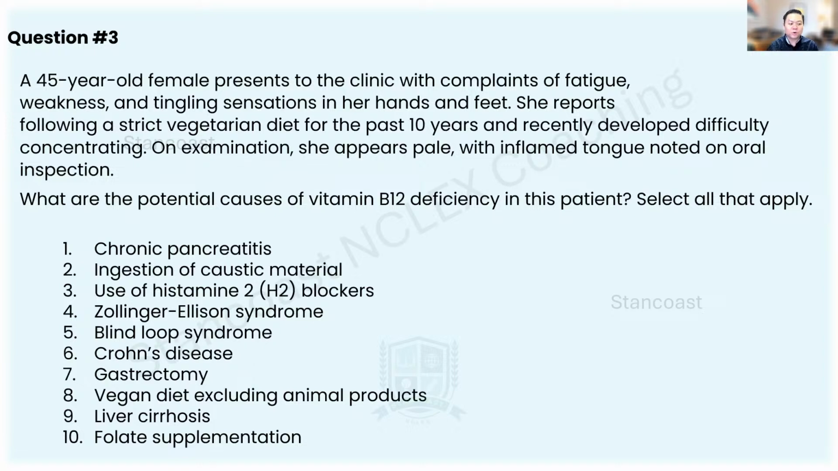1, chronic pancreatitis. 2, ingestion of caustic material. 3, use of histamine 2 blockers. 4, Zollinger-Ellison syndrome. 5, blind loop syndrome. 6, Crohn's disease. 7, gastrectomy. 8, vegan diet excluding animal products. 9, liver cirrhosis. And 10, folate supplementation. What do you think will be the correct answers?